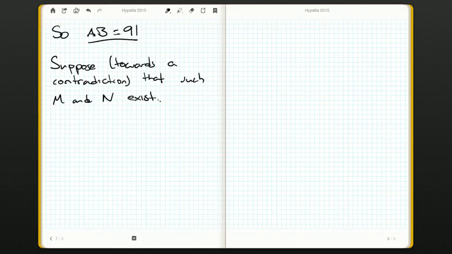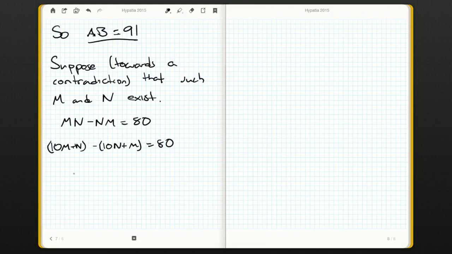So suppose we had such an M and an N. So MN minus NM is equal to 80. Well, just like before, the smartest thing to do is probably to expand this out. It worked for us last time. And we can work our way down. We could show the same steps, or we can just skip it because we showed it in A. We get 9 times M minus N equals 80. And here's the difference. 72 was a multiple of 9, but I'm noticing 80 isn't.